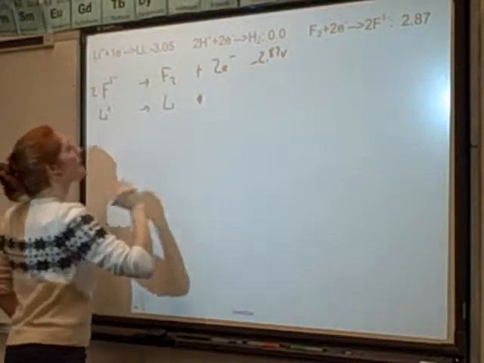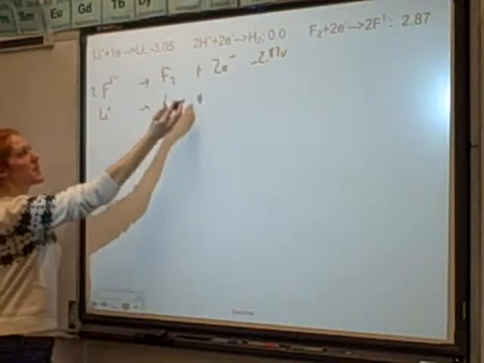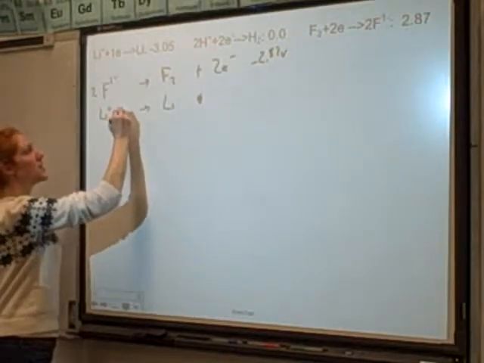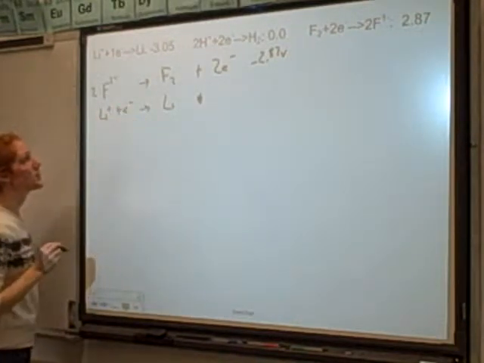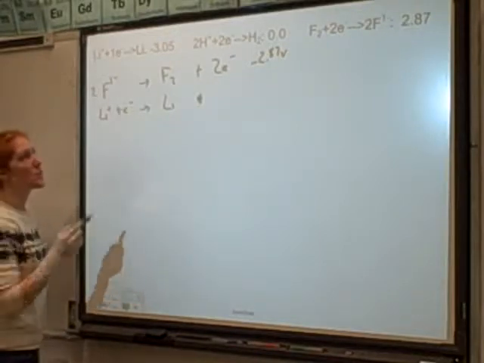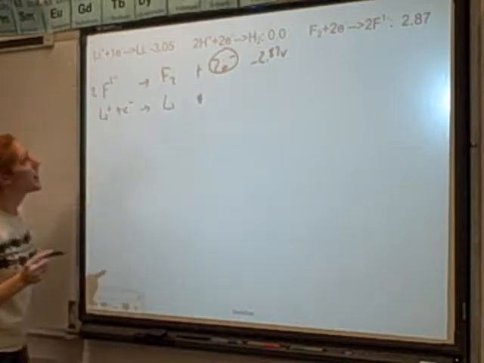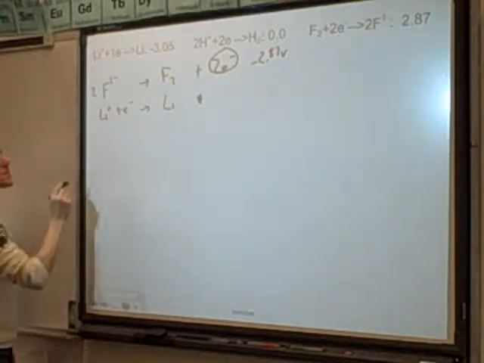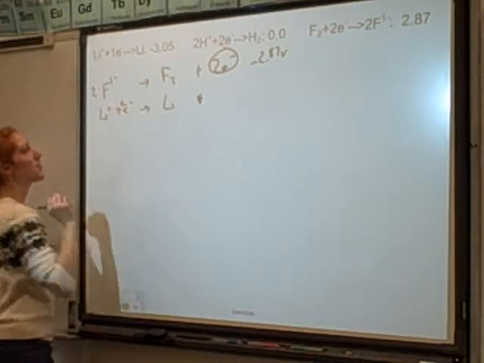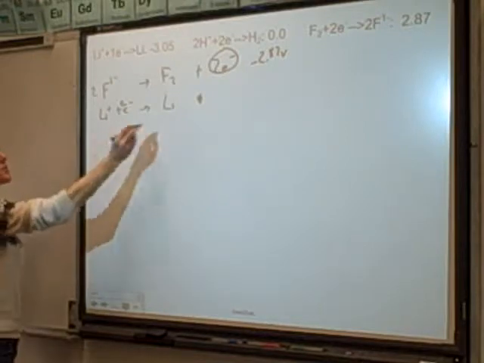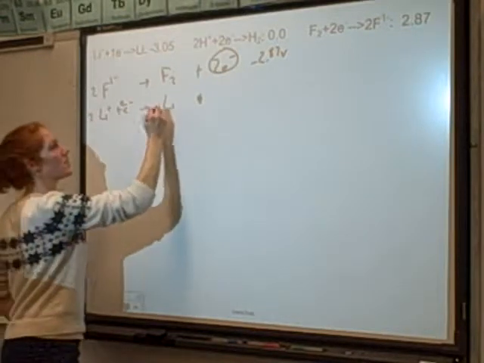And then, oops, I can see that I've got a positive on this side. This is neutral. I'm going to need an electron to balance that charge. And the next thing I say is, well, if I released 2 electrons in my oxidation, I have to consume 2 electrons in my reduction. So I'm going to double this whole thing. So 2, 2, and 2.